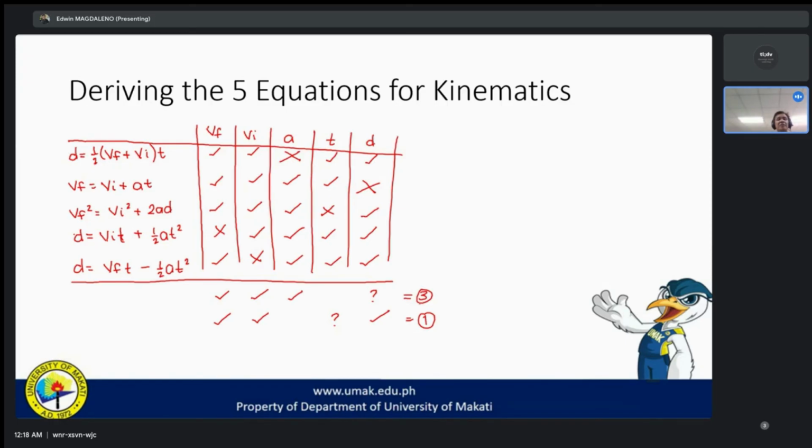So, this is how we could easily see which equation would be best suited for every problem.